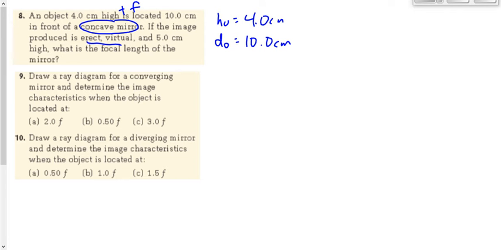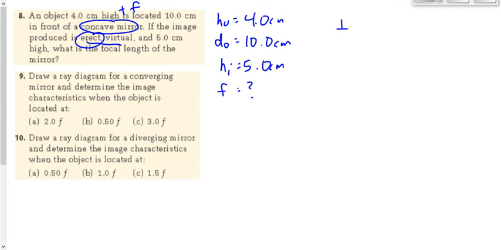The image is produced 5 centimeters high. HI is going to be 5 centimeters. It's right side up. Oh, it is important, okay? If the image is right side up, then HI is going to be a positive value. If it was upside down, then HI would have to be a negative value. So it is important to know. We want to find the focal length here. I don't think I need to know that it's virtual, but they add it, whatever.